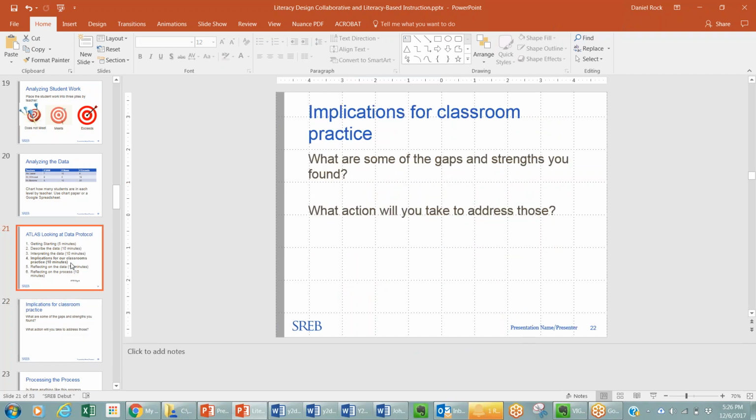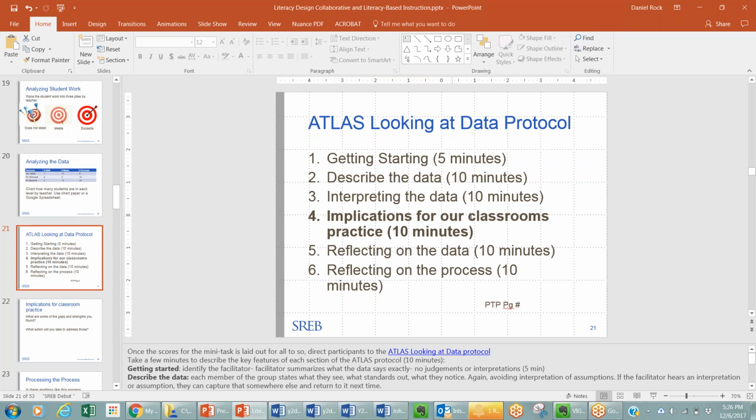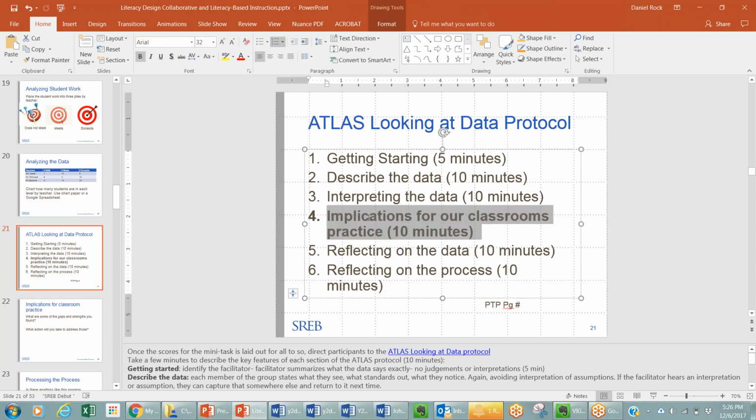And I highlighted implications for classroom practice because that's the most important one, right? Look at my kids in this pile at the top. What am I going to do for them? Look at these people at the bottom. What am I going to do for them? What about the people in the middle, right? So that's differentiated instruction. That's all that. So that to me is the key question.